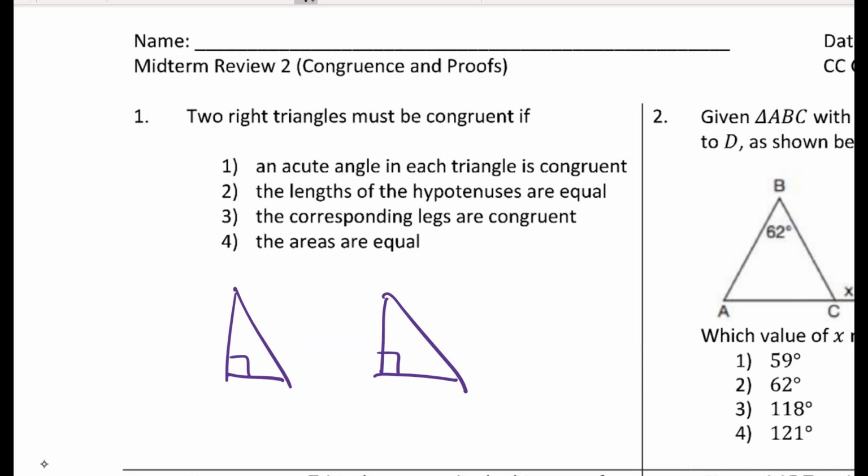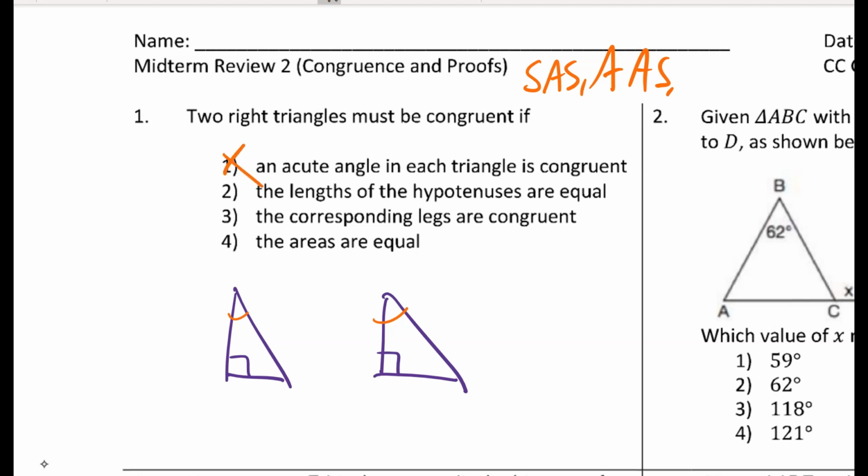If an acute angle in each triangle is congruent. So let's say something like that's congruent to that. Well, the problem there is I don't know anything about the side lengths. And if I'm thinking about side, angle, side, for all of those proofs that we did, we're going to need at least one side congruent, so number 1's not going to help me.